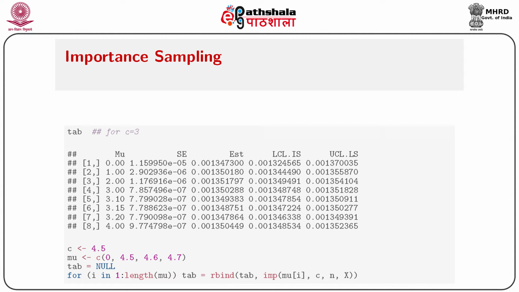For c equals 4.5, if I change c to 4.5 and mu equals 0, 4.5, 4.6 and 4.7, then set tab to NULL, you can use the same for loop and same function, and finally it will give you these estimates for the 4 values of mu: mu, standard error, estimate, and the 95% lower confidence interval and upper confidence interval.